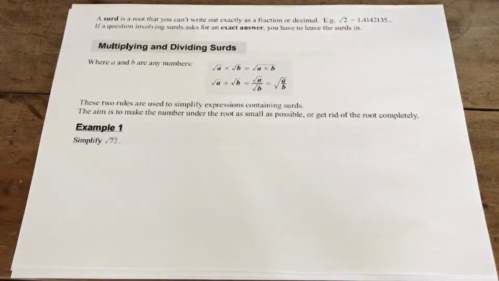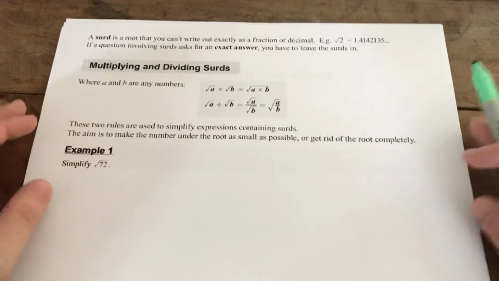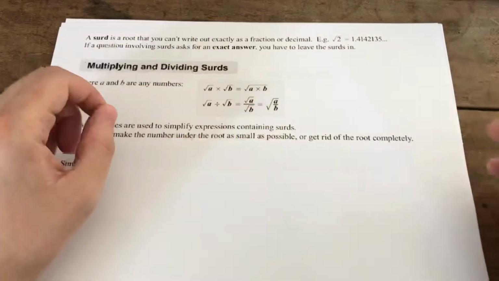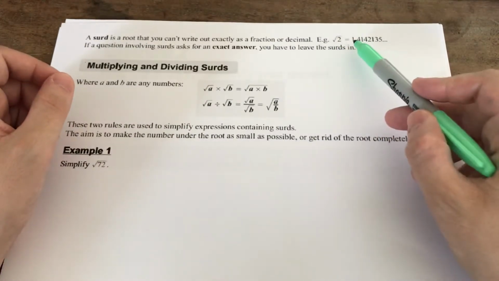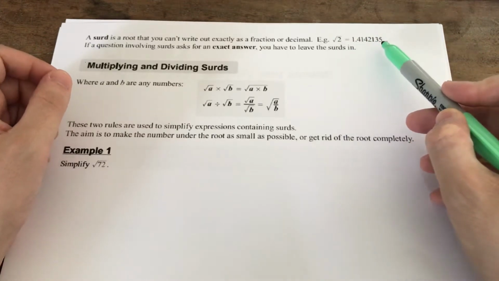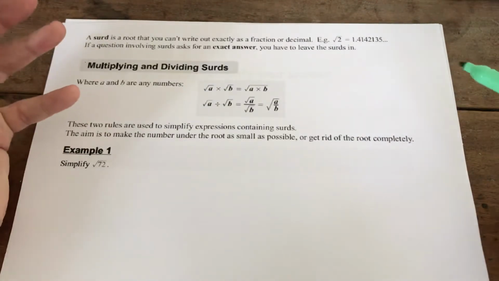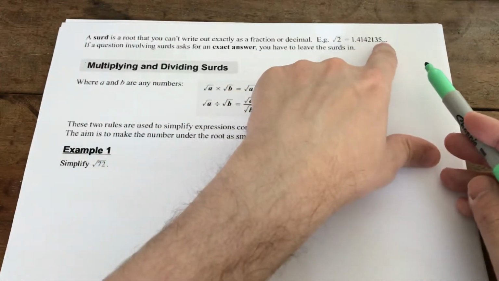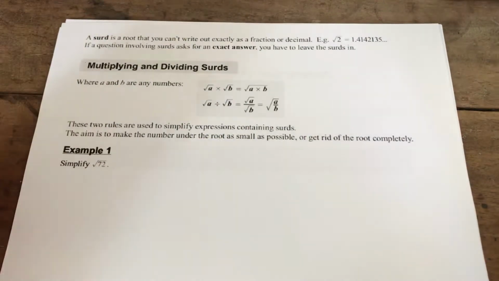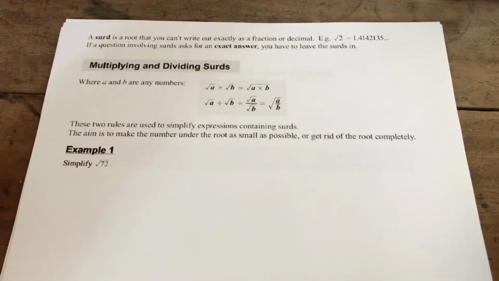So what we're going to be doing today is looking at surds, at multiplying and dividing and simplifying surds. A surd is a root that you can't write out exactly as a fraction or a decimal. For example, the square root of 2 gives us 1.414235. It goes on forever. So questions involving surds ask for an exact answer, so you have to leave the surds in. If you were to round this, it wouldn't give you an exact answer. A surd is commonly described as an irrational number because of that. Because you can't express it as a fraction or a decimal, it is an irrational number.